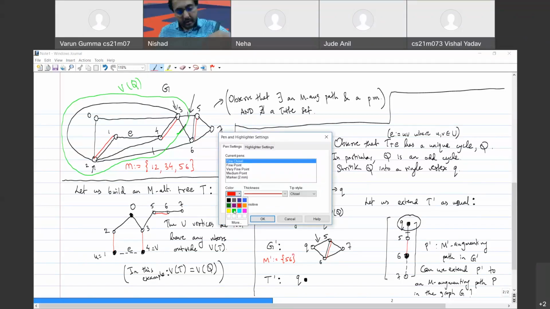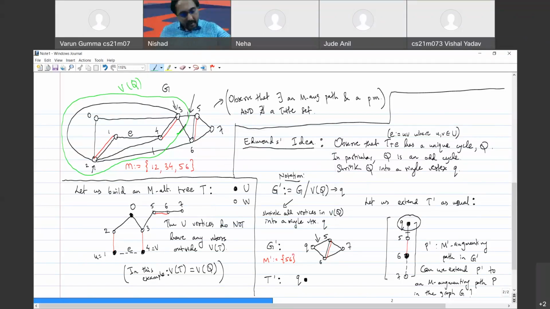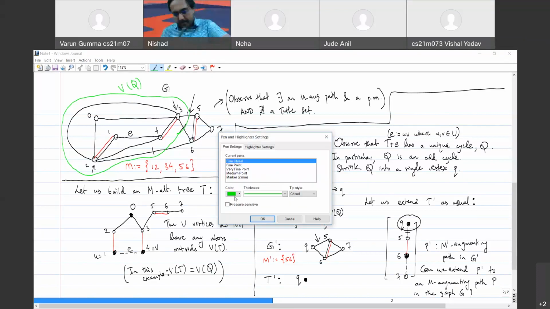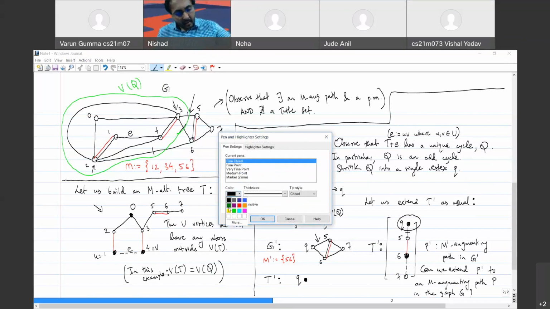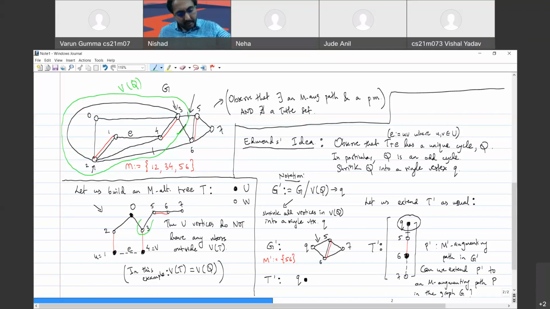So what we have done is we have taken the tree T prime. So this is our T prime. And we have blown up the vertex Q into the original 5 cycle. And if you do that, you get this graph. And this is the part which is coming from T prime. Okay. And observe that here we can actually get an augmenting path. Does anybody see it?